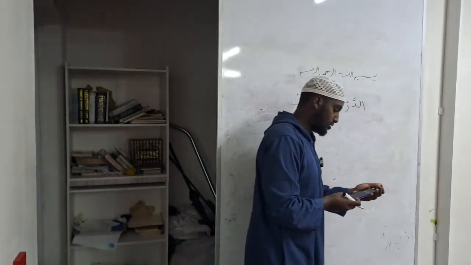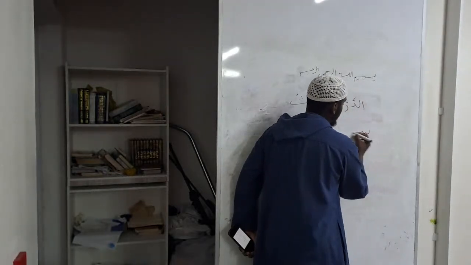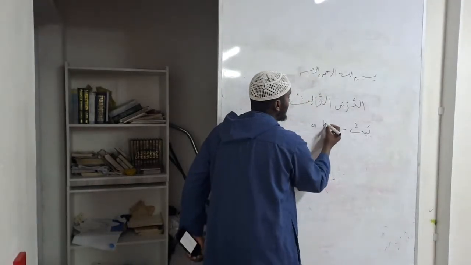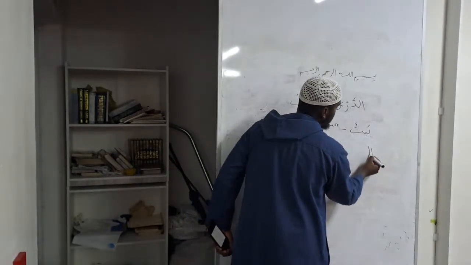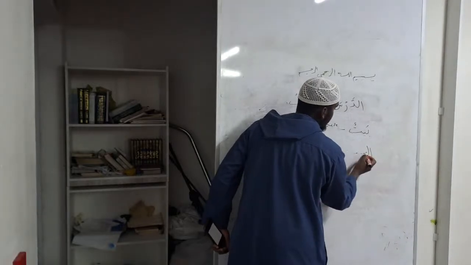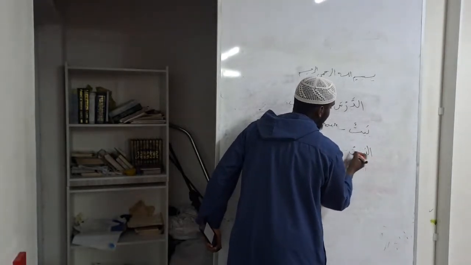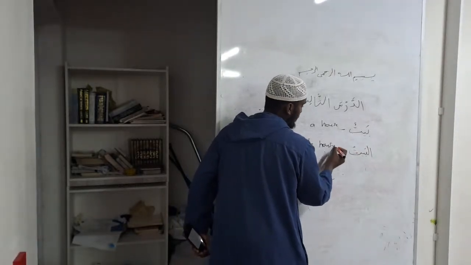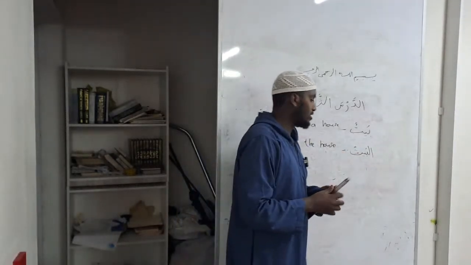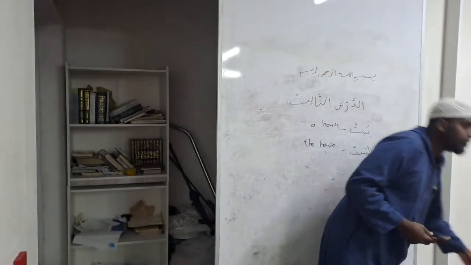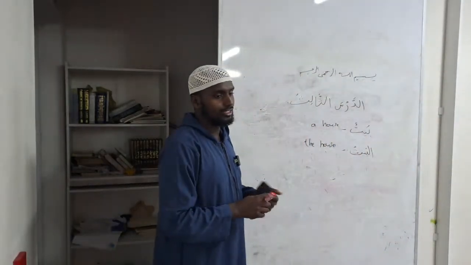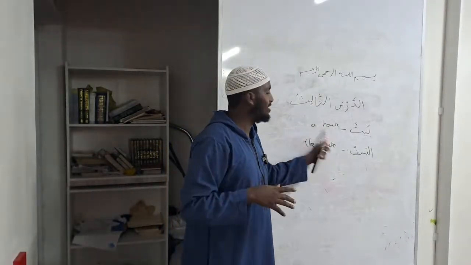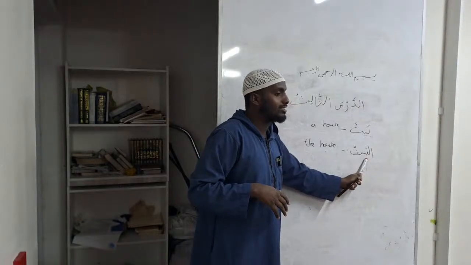Lesson 3 gives these two words. Baytun, which means a house. Al-Baytu, which means the house. I think that's clear. And we just saw that the word is a noun, an ism. In these two words, this word is indefinite, meaning it doesn't direct you to a specific house. Any house. And when you have al with it, it makes it specific.